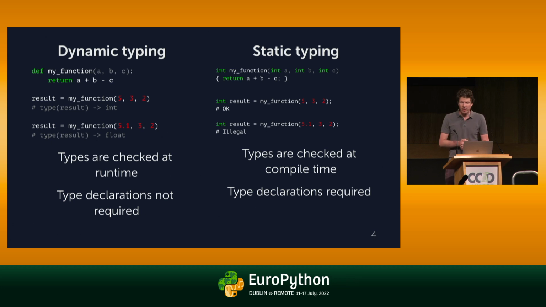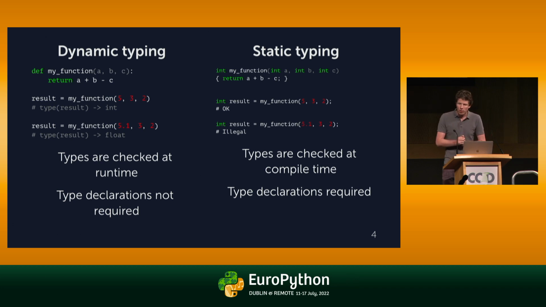These types are checked at runtime. And as you can see, type declarations are not required. I haven't defined any types in the definition of the function. The only way I have played around with the types is by the values of the arguments I put in there.